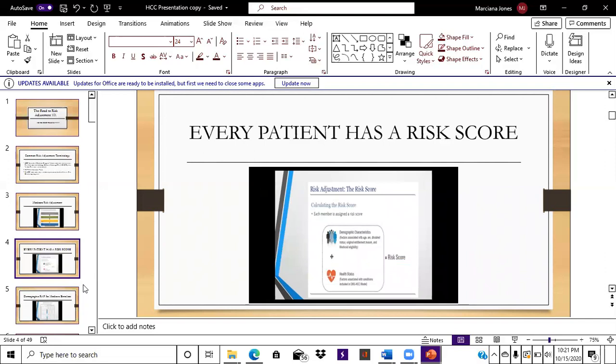So every patient has a risk score. It's based on their age, sex, dual eligibility for Medicaid and Medicare, or if they're disabled. Another part of their risk score is determined by their health status: heart failure, COPD, diabetes, etc.